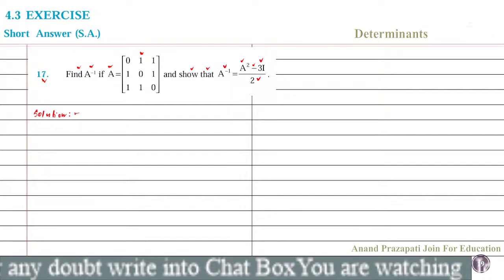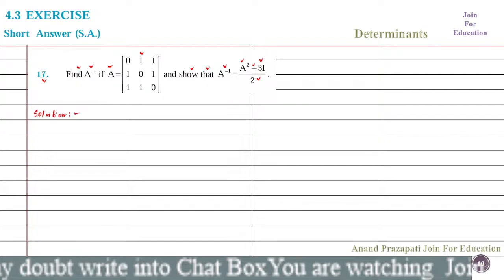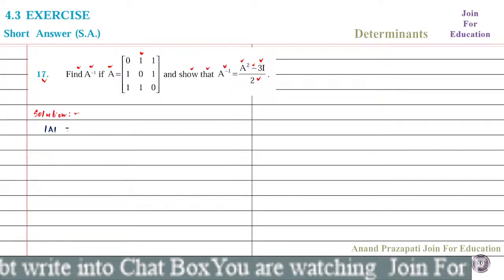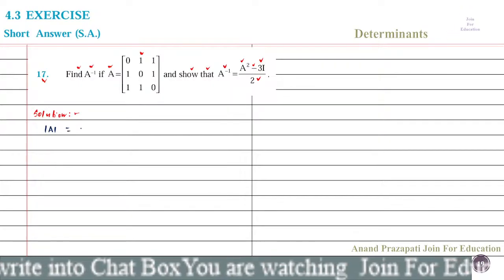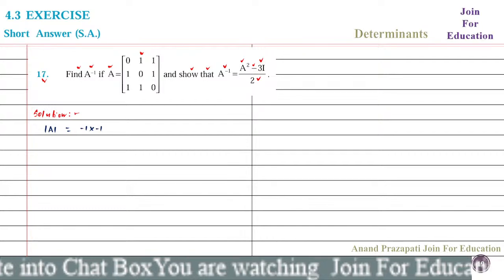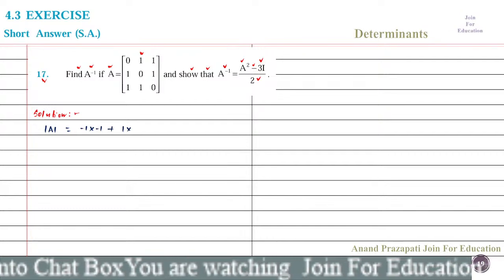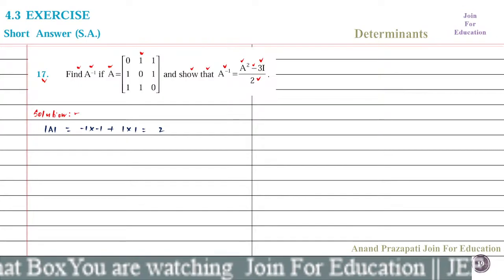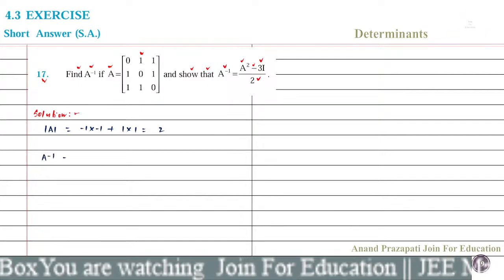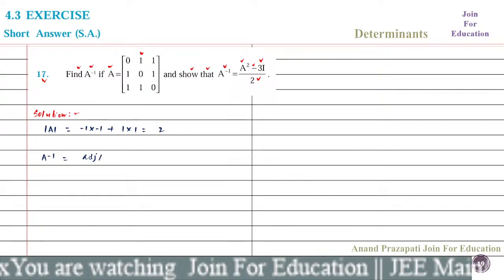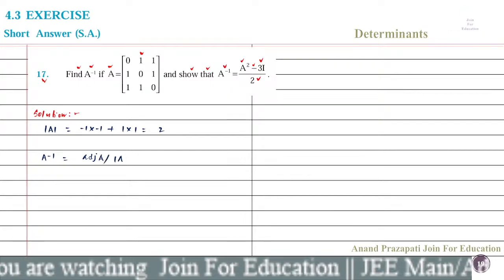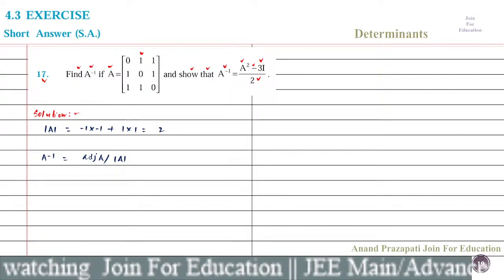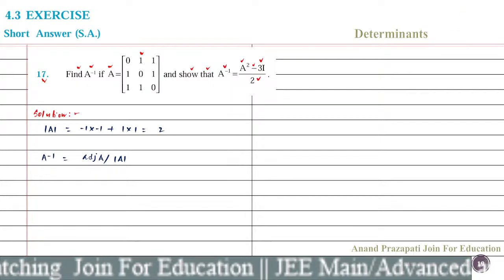To find the value of inverse A, we need the value of determinant of A. So determinant of A here will be minus 1 into minus 1 plus 1 into 1 equal to 2. We also need the value of adjoint of A because we know that inverse of A equal to adjoint of A by determinant of A. So for the value of the adjoint of A, we need the value of cofactors of each element.